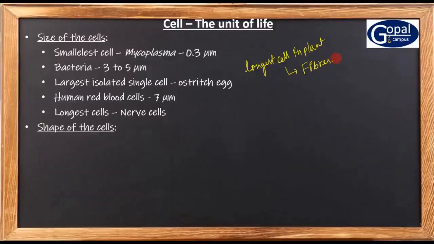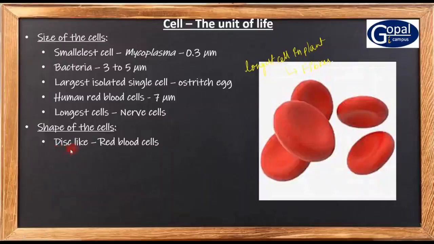Now let us learn about the different shapes of the cells. Cells not only occur in different sizes, they occur in different shapes also. Right? So what is the shape of red blood cells? Red blood cells are disc shaped or disc like. See, this is the shape of red blood cells.